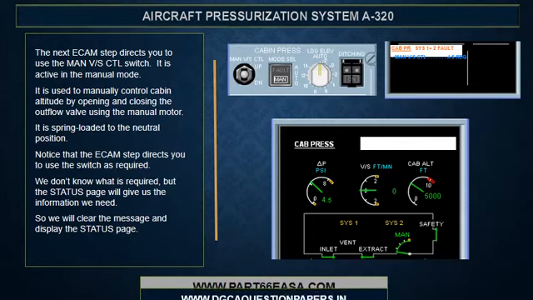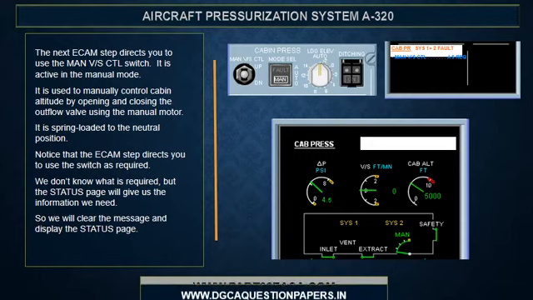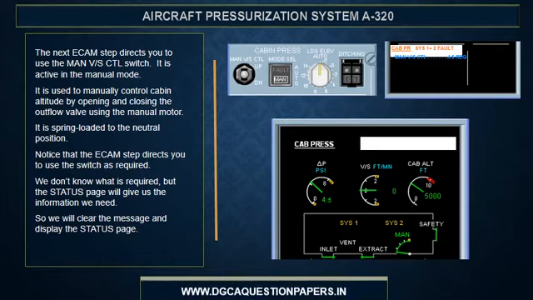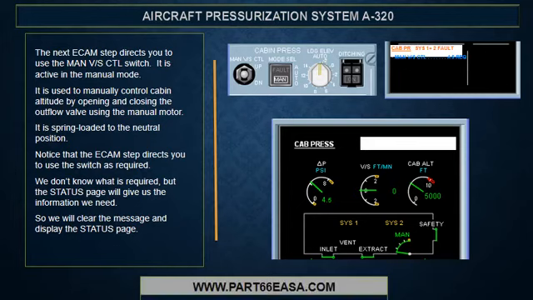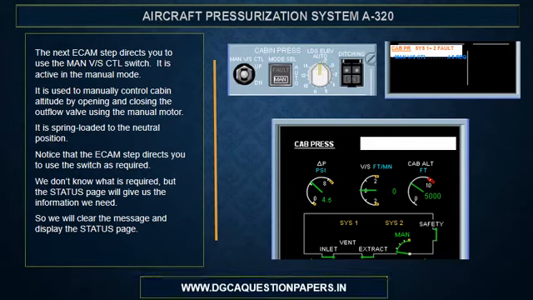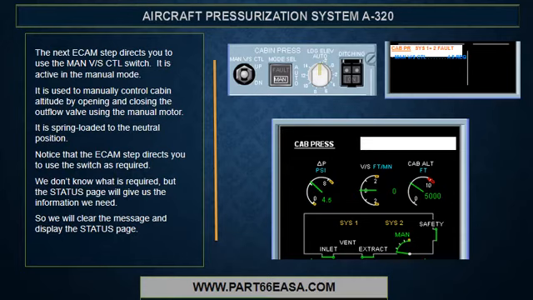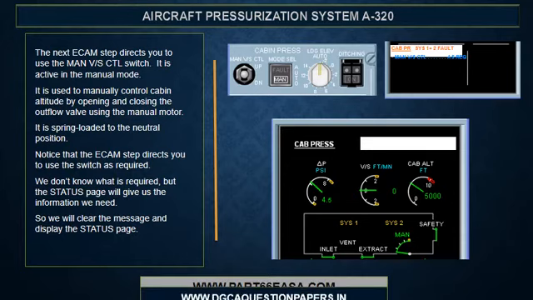The next ECAM step directs you to use the manual vertical speed control switch. It is active in the manual mode. It is used to manually control cabin altitude by opening and closing the outflow valve using the manual motor. It is spring-loaded to the neutral position. Notice that the ECAM step directs you to use the switch as required. We don't know what is required, but the status page will give us the information we need. So we will clear the message and display the status page.